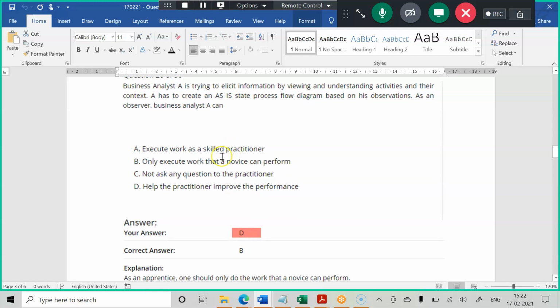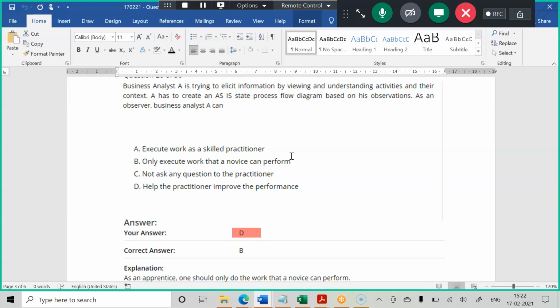The D answer will not be right, because there are two types of observation. You cannot tell them about performance improvement; that will be in the later stage, in the last stage. Currently you have to just elicit the requirements. Yeah, and this is the beginning stage where you're trying to observe and understand what he's doing.